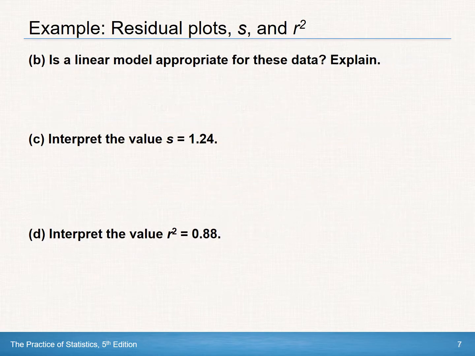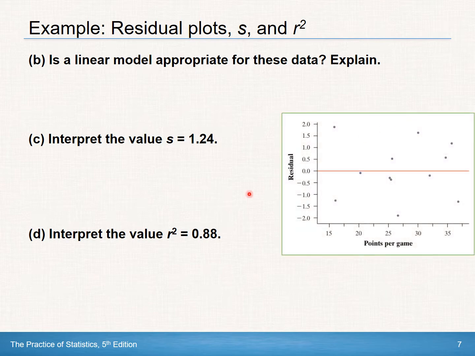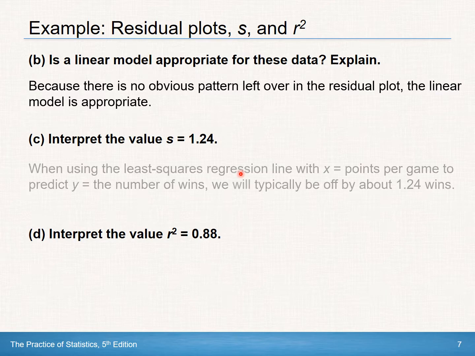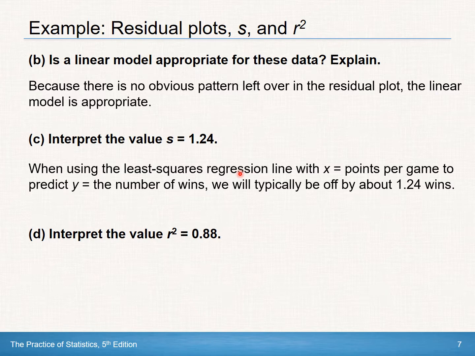Letter B says, is a linear model appropriate for these data? Explain. And I already talked about this. Our residual plot looked good. If we look at our residual plot, there's no pattern to these points. So because there's no obvious pattern left over in the residual plot, the linear model is appropriate. Letter C says, interpret the value of S equal to 1.24. Okay, I'm going to give you something standard to use for this on the next slide. But for right now, this basic model is what we're going to do.